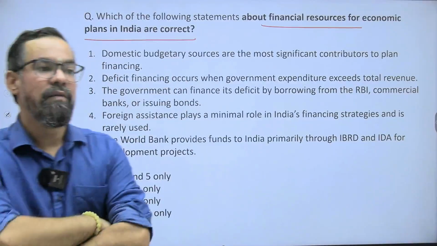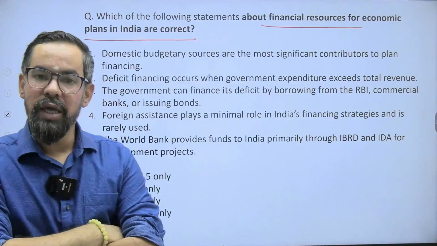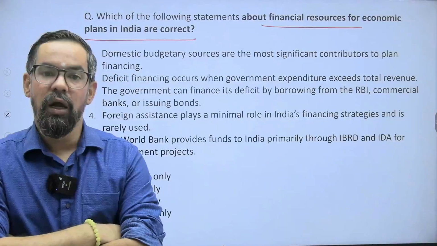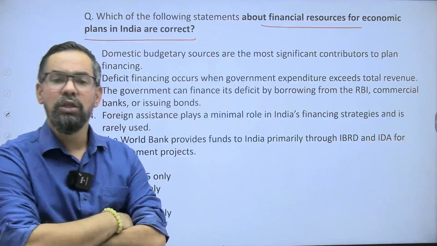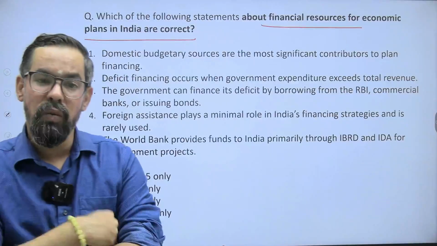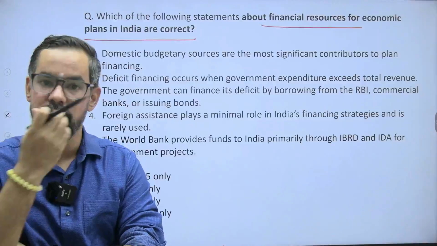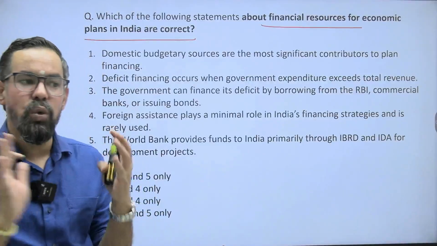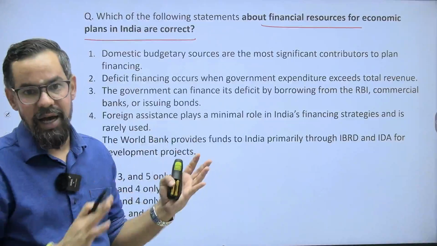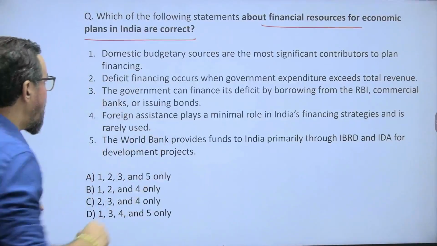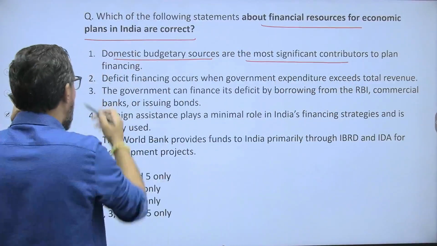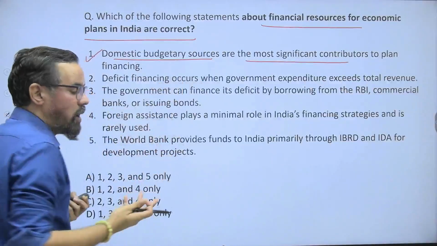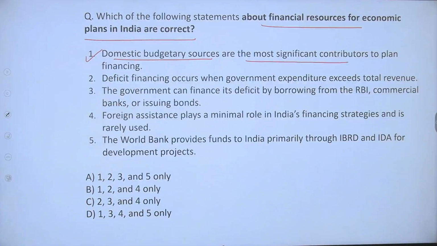Let's say whenever the government introduces its budget, we have different sources. We have domestic sources, or the government's own earnings through taxes and non-taxes. We have borrowings from the international markets or international institutions or countries. These are the sources which we generally use to finance our deficit budget, right? Domestic budgetary sources are the most significant contribution to plan financing. This should be the primary one for the government, and in India it also contributes the maximum.